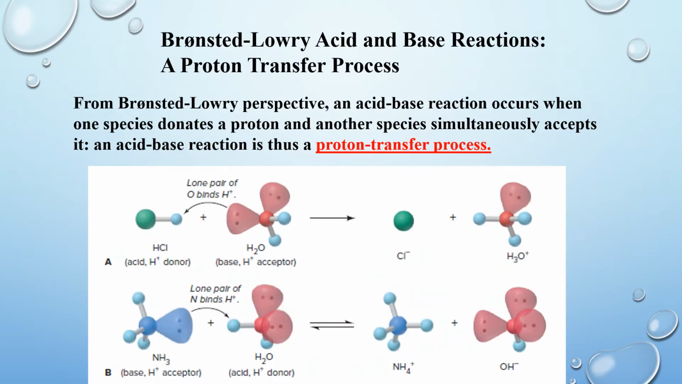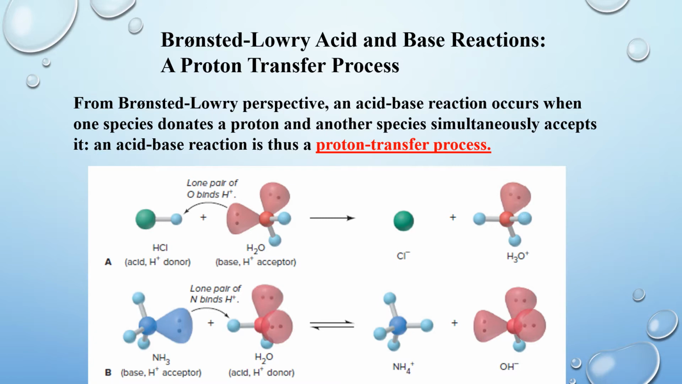Because of the limitation in the Arrhenius definition for acid and base, later on, two scientists whose last names are Bronsted and Lowry defined the acid and base. In their definition, an acid is a compound which will donate a proton, and a base is a compound that will accept that proton. So based on their definition, an acid-base reaction is basically a proton transfer process. The acid will donate the proton and the base will accept it. Let's look at a couple examples.